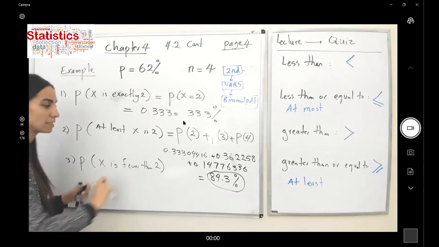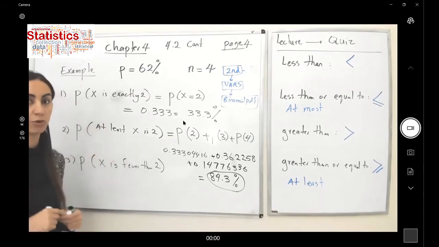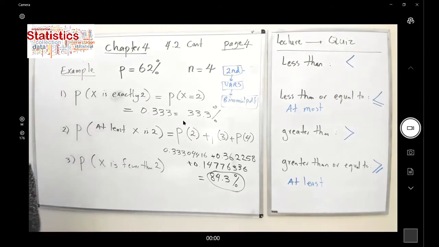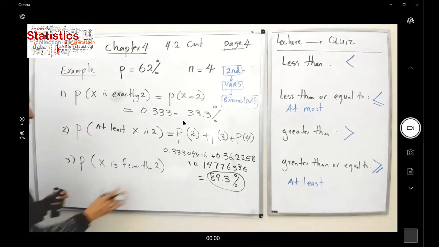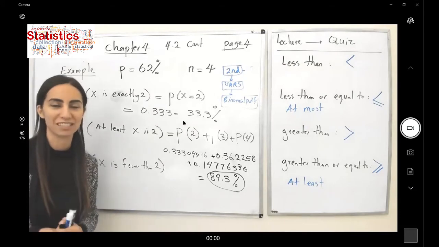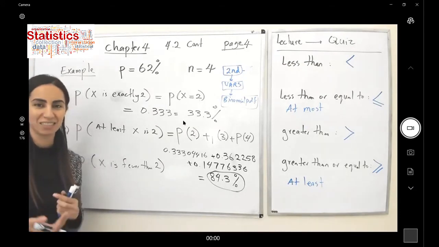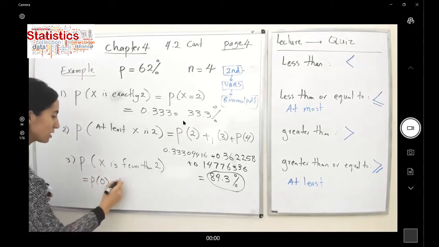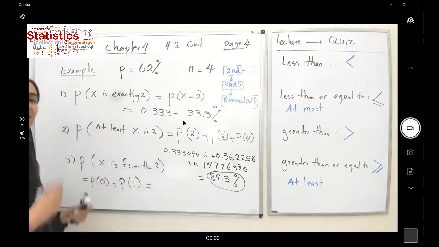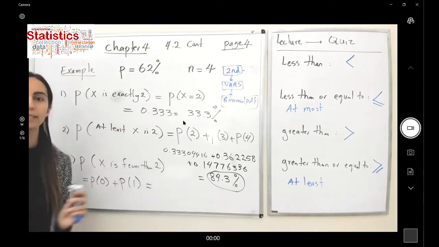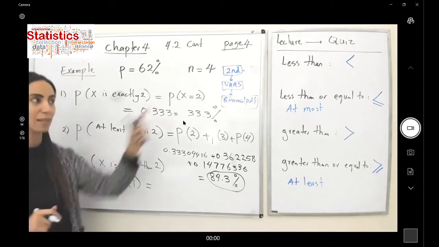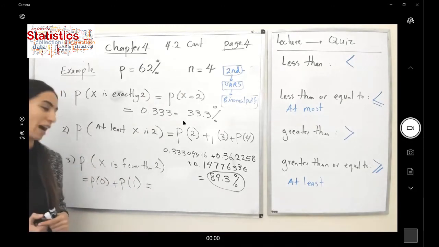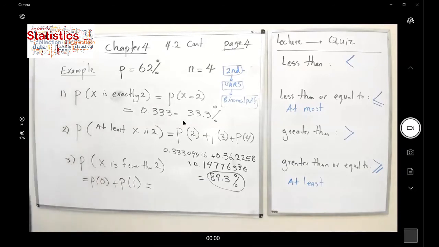How about part 3, question 3? It says X is fewer than 2, less than 2. So what are the numbers less than 2? 0 and 1. So the probability that X equals 0 plus the probability X equals 1. We need to find these two probabilities and add them together, and I'm going to show you how to use binomial CDF to actually calculate these.